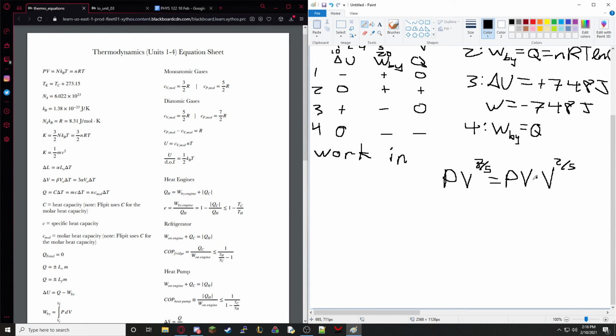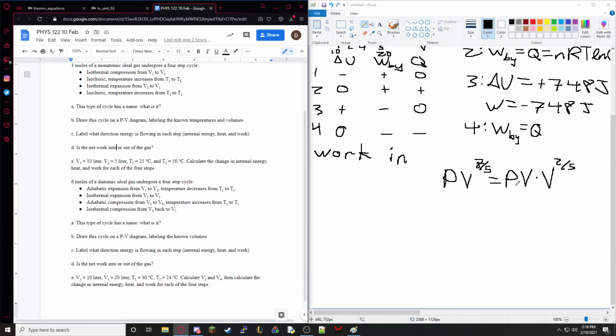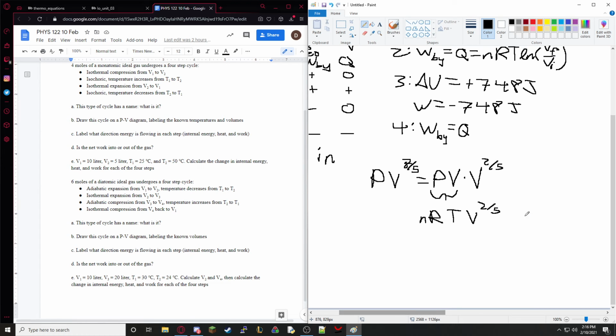But essentially, what we would want to be able to do is we have our P times V to the 2/5, right? How can we relate P times V? What is P times V equal to in terms of something we do know? It's equal to small n R T. We can relate it via the ideal gas law. Yep, nRT times V to the 2/5. And we know that has to be a constant, right?